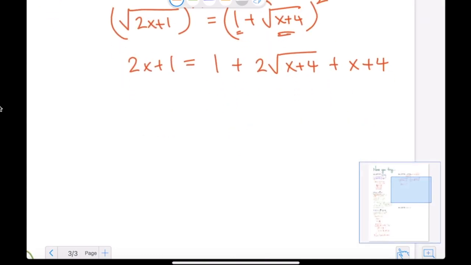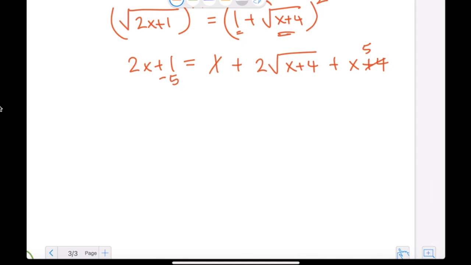All right, now we still need to isolate the radical again. So this is kind of a two-step process. If you recognize, if we do 1 plus 4, that gives us 5. So we're going to subtract 5 from the left to get rid of that, and we're going to subtract x to get rid of that. So we end up here with x minus 4 is equal to 2 times the square root of x plus 4.